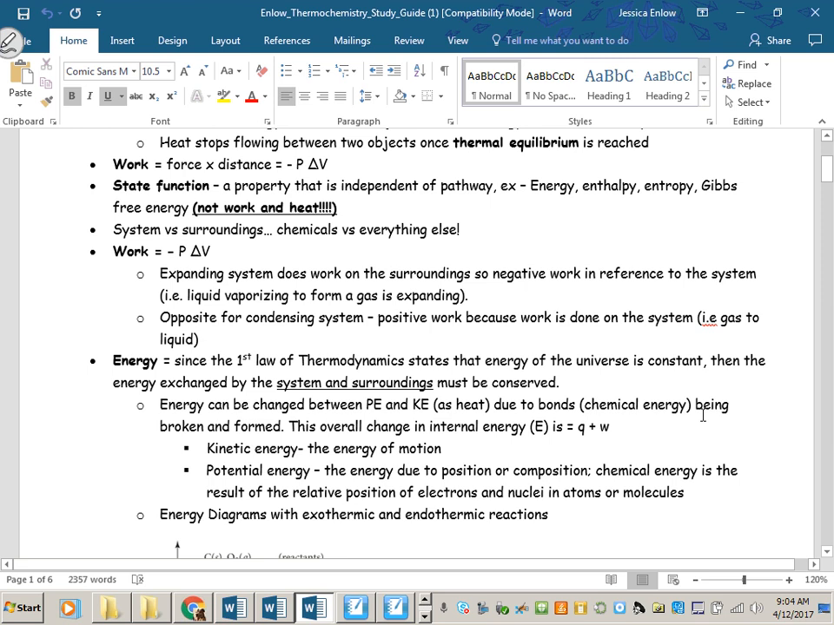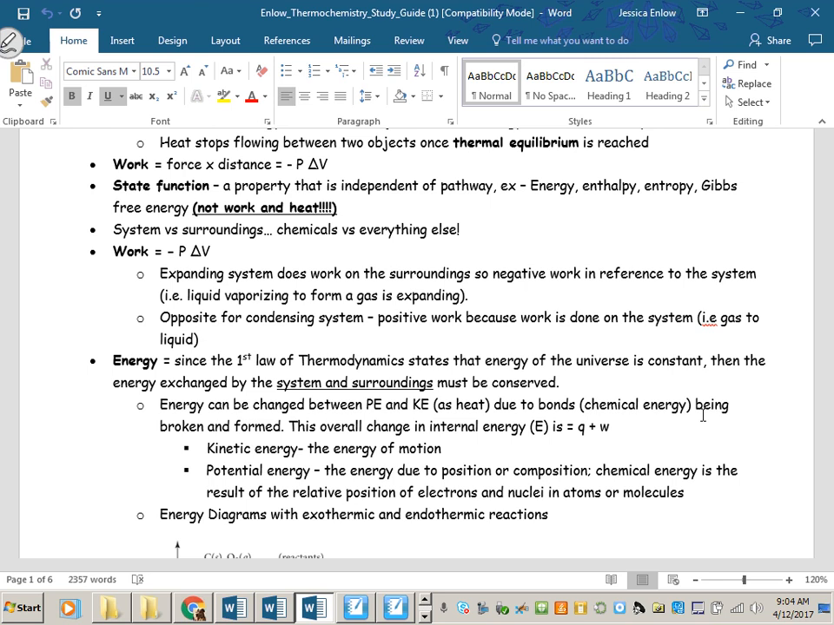Okay, so here's your work equation. Work is equal to negative pressure times change in volume. So write that down for yourself if you need it. If you're talking about work being done on a system, here's your system. Do work on the system. What happens to volume? Decreases. You press on the system, so you compress the system. Compressing the system means work's being done on the system, so that's positive work.